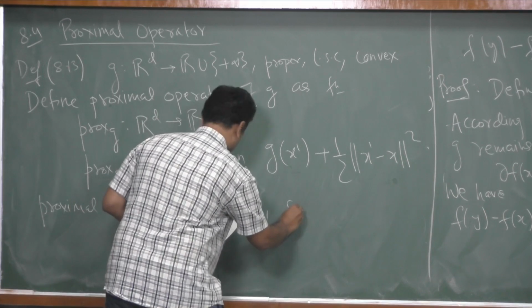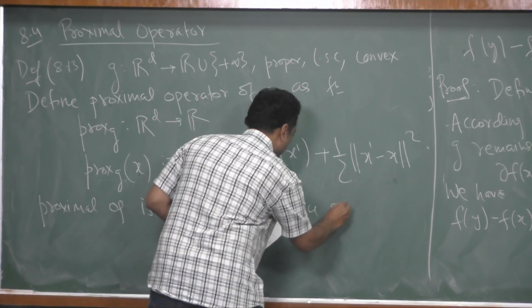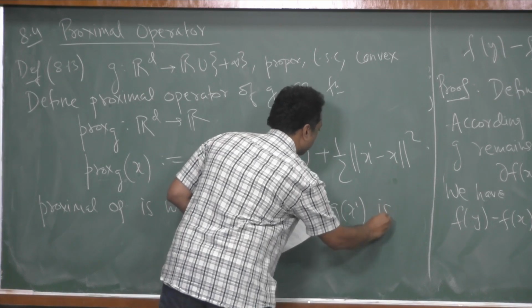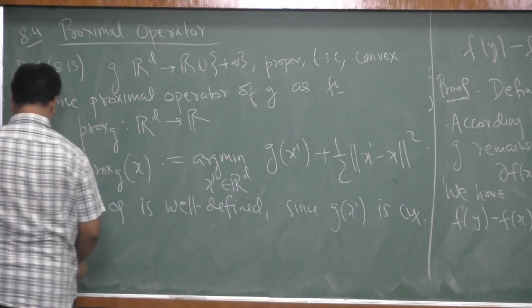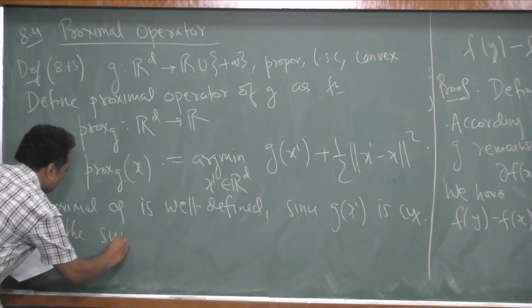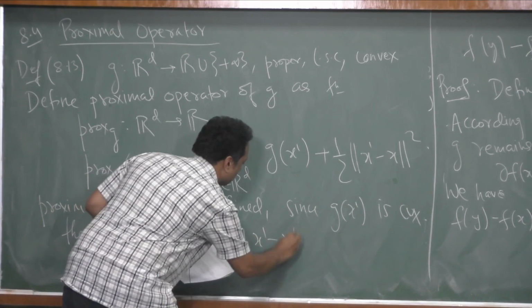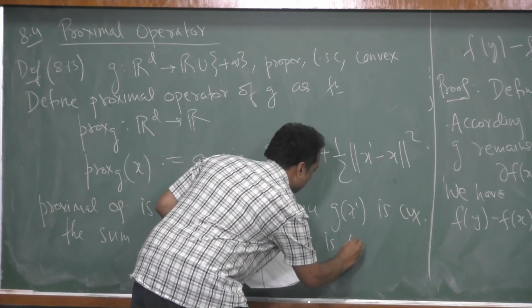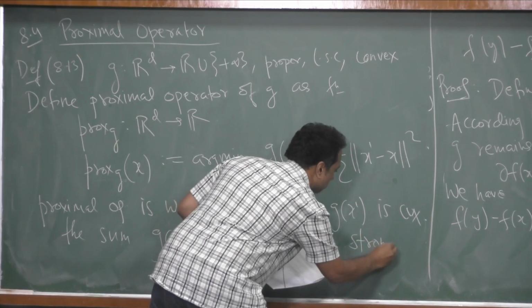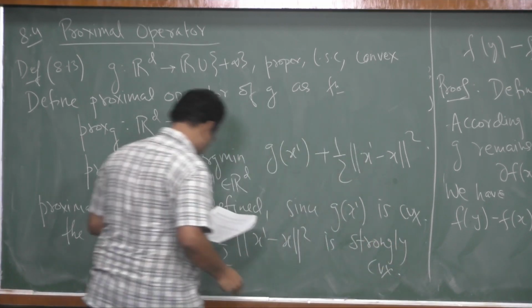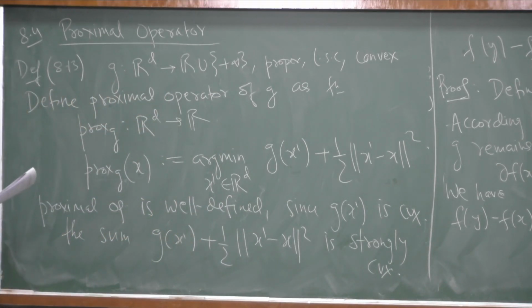Well defined since g(x') is convex, the sum g(x') plus half (x' minus x) squared is even strongly convex. So there exists a unique minimizer also. When I am solving for this argmin, in fact there is a uniqueness of the minimizer. So that means that it's well posed.